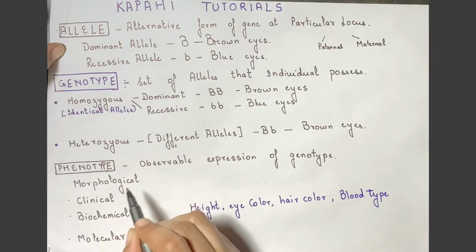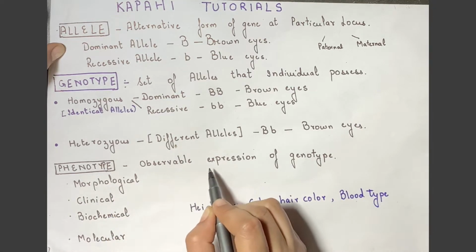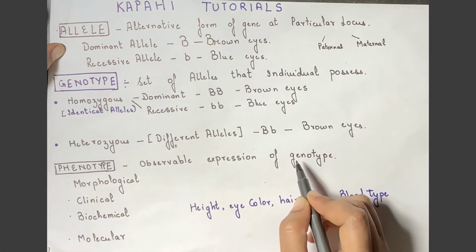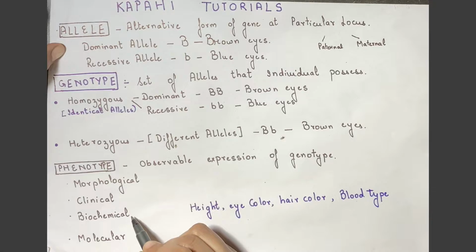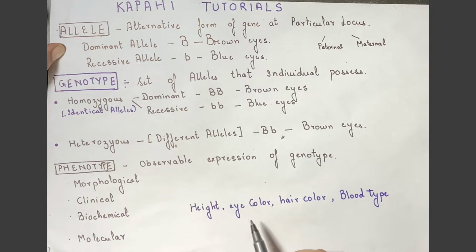Phenotype. Phenotype is the observable expression of genotype. It can be morphological, clinical, biochemical, or molecular. That is, it can be height, eye color, hair color, or blood type.